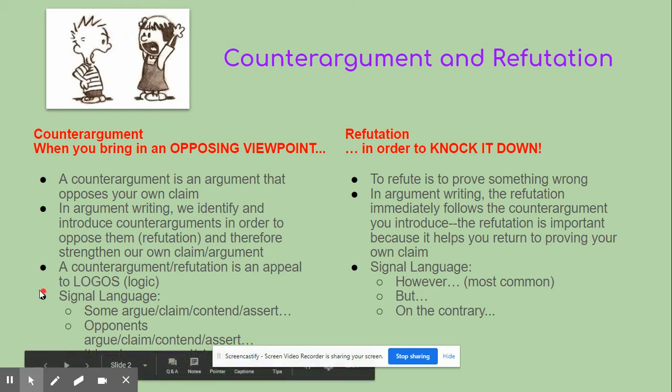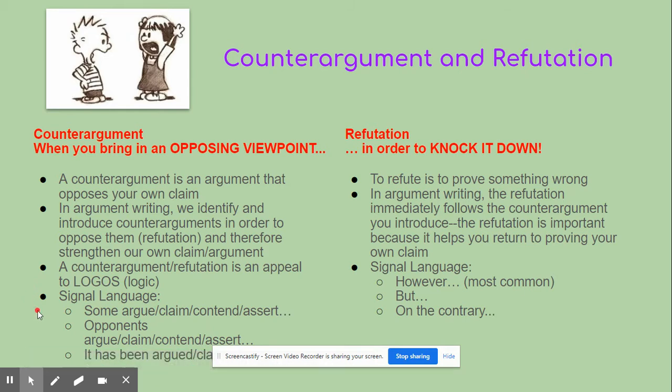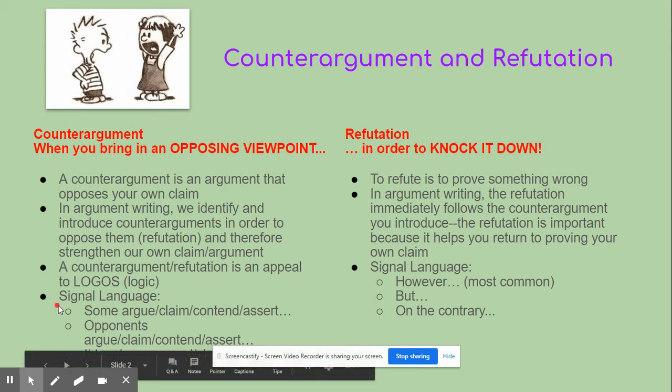Counterargument is introduced in writing using signal language. You want to signal to your audience that you're bringing in an opposing claim. So in this case, some of the most common signal language that you'll see includes things like some argue, some claim, some assert, some others. Opponents argue, claim, contend, or assert, and it has been argued or claimed by others. So you bring that signal language up first so that your audience is ready for a counterargument.